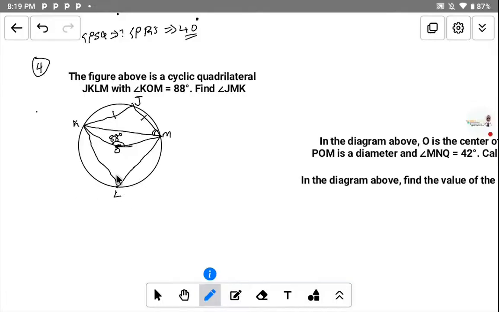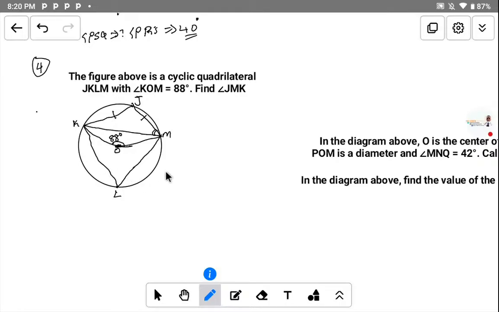If you study this question very well, this is a cyclic quadrilateral question because it is a four-sided shape, 1, 2, 3, 4, inscribed inside a circle, touching the circle at four points. According to the theorem I explained about the cyclic quadrilateral, the sum of the opposite angles is equal to 180. This angle J and this angle here add up to 180, and this K and this angle M here are equal to 180.